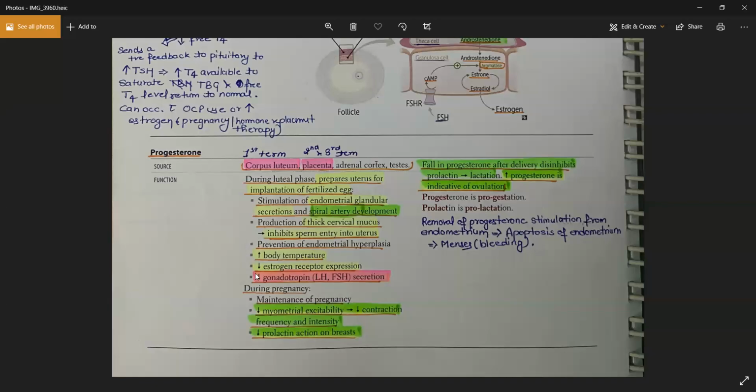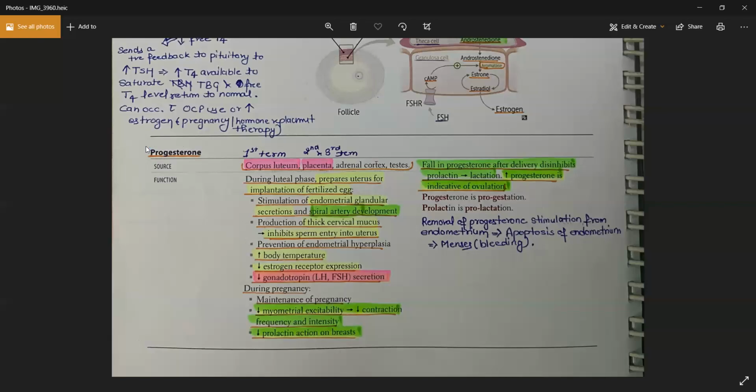Very important. It decreases the estrogen receptor expression, and as a result, it will prevent the endometrial hyperplasia again. Okay, it will give some negative feedback to the LH and FSH. So after the 14th day, the level of LH and FSH will keep on dropping. After some time, when the levels are significantly dropped, you will have a loss of stimulation of the corpus luteum, and that causes a loss of progesterone also. That causes the menstrual flow, right?